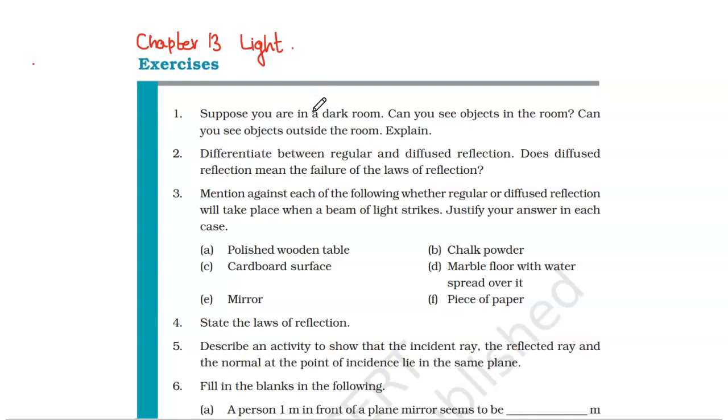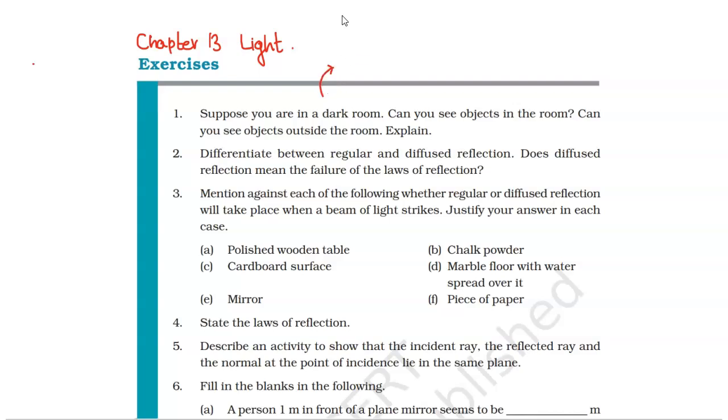Suppose you are in a dark room. Can you see objects in the room? Can you see objects outside the room? Explain. Now, how do we see objects? We can see any object when light is reflected by that object and then it reaches our eye. First, you need to understand how you see anything.